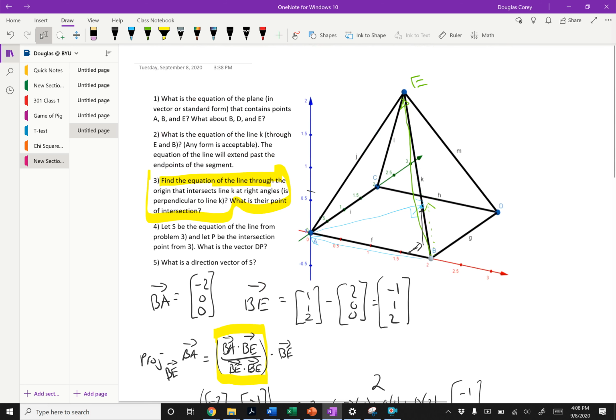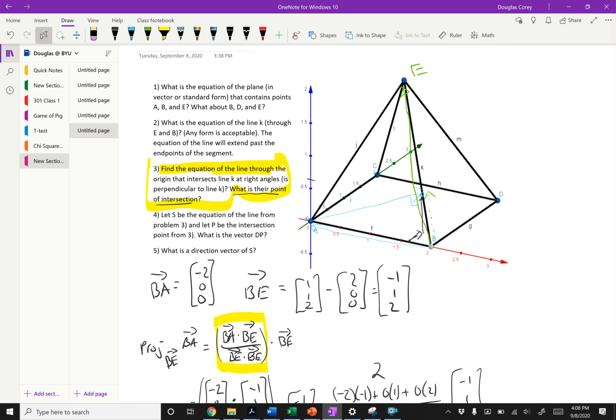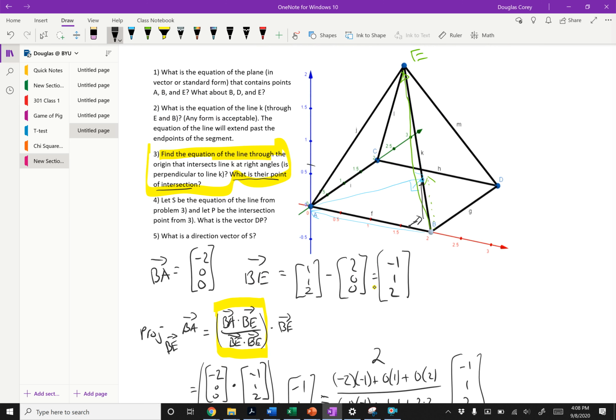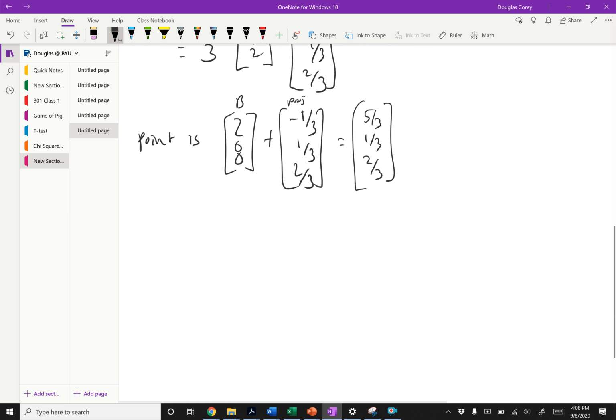Because up here it does ask, we kind of did the second part first. What's the point of intersection? We found the point of intersection. Find the equation of the line through the origin that intersects line K at right angles. Well, here we have a point. We actually have 2 points, and we can use the 2 points to find a vector, and then use the vector equation for the line.